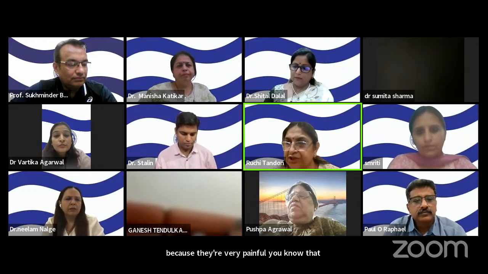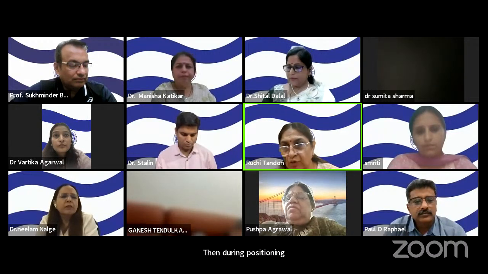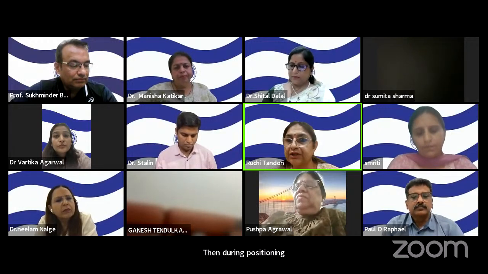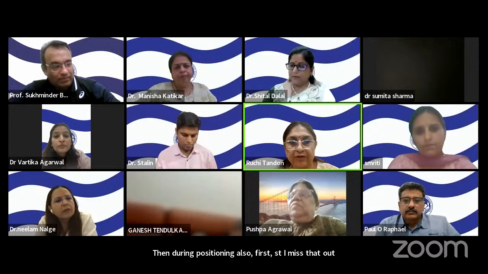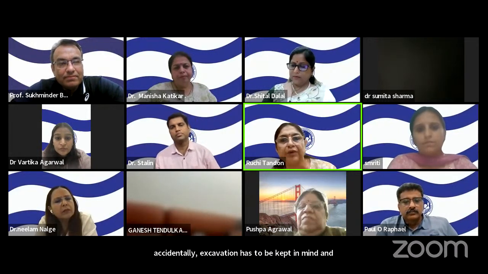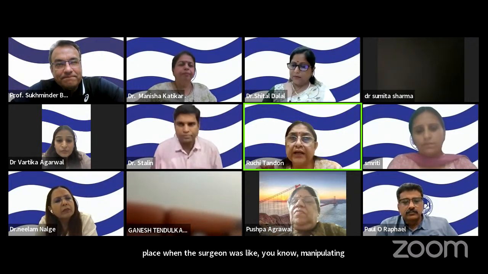Then during positioning also, first, I missed that out. During positioning, you can face accidental extubation. So accidental extubation has to be kept in mind. What we used to do is hold the tube in place when the surgeon was manipulating the position. That's one more.